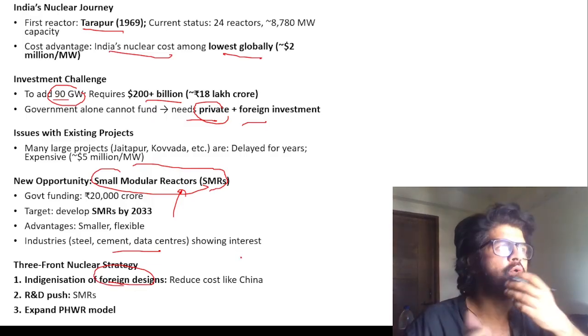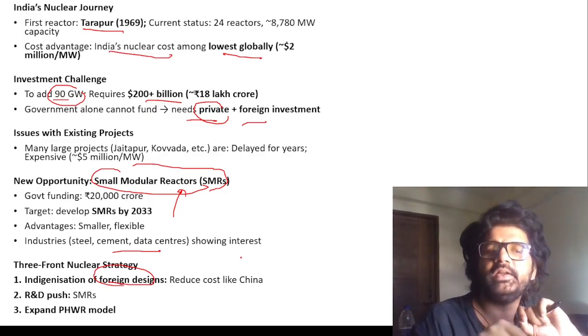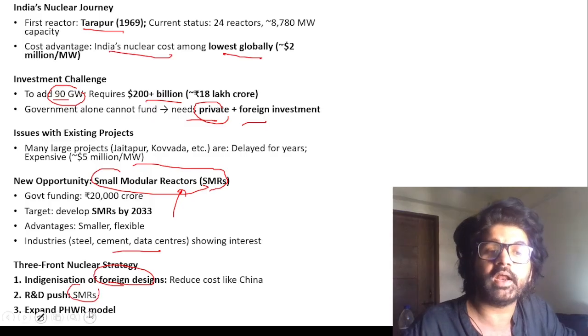We can do our own work on these foreign designs, let's say if you're taking help from Russia, we can indigenize it. R&D push for small modular reactors and expand PHWR.